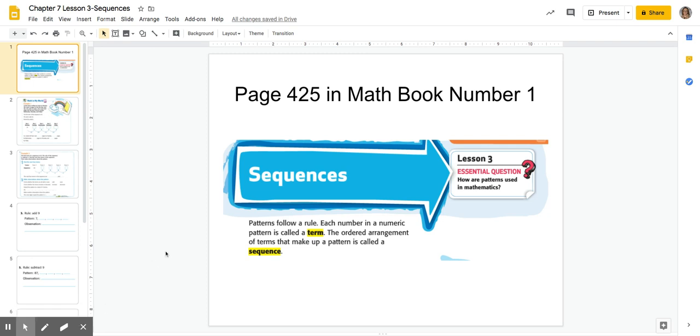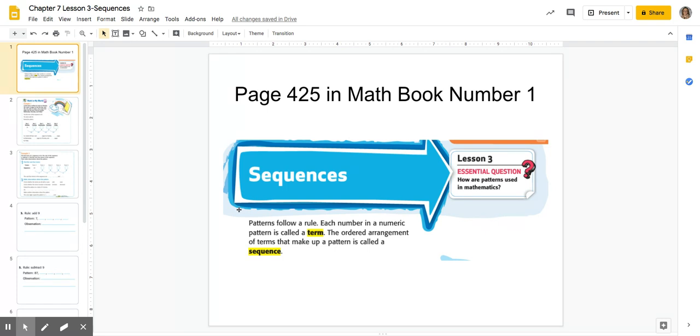All right, guys. Today for math, we are in math book number 1, and we are on page 425, just like it shows here. So you need to go grab your math book number 1 and open up to page 425.